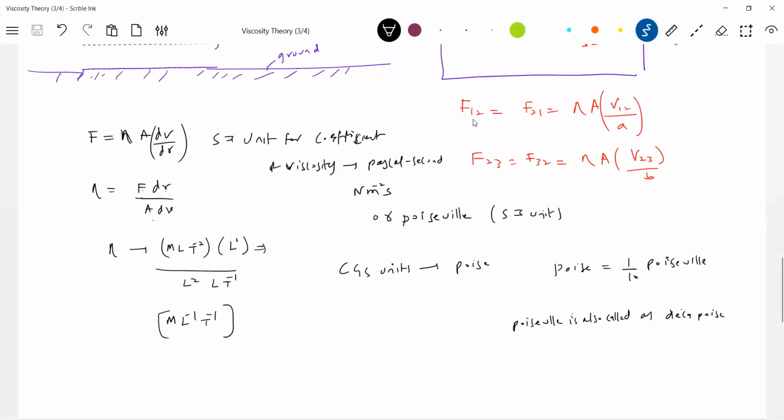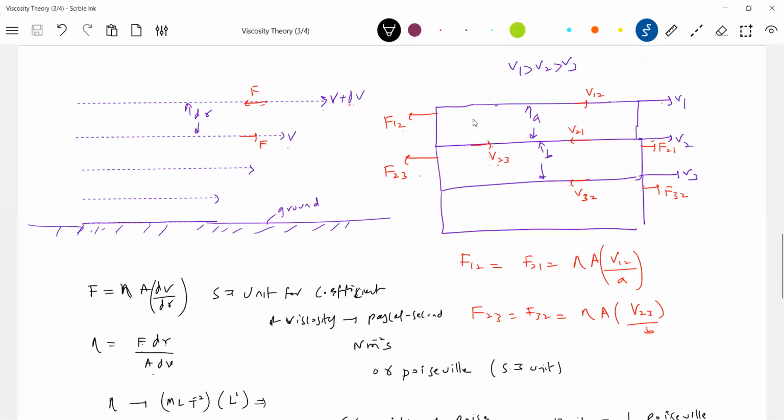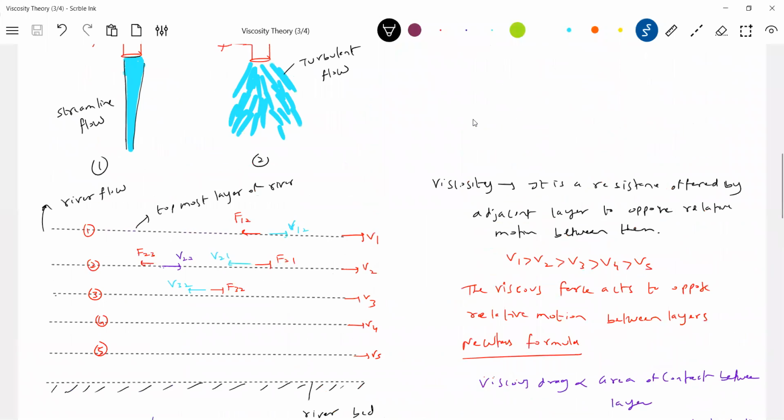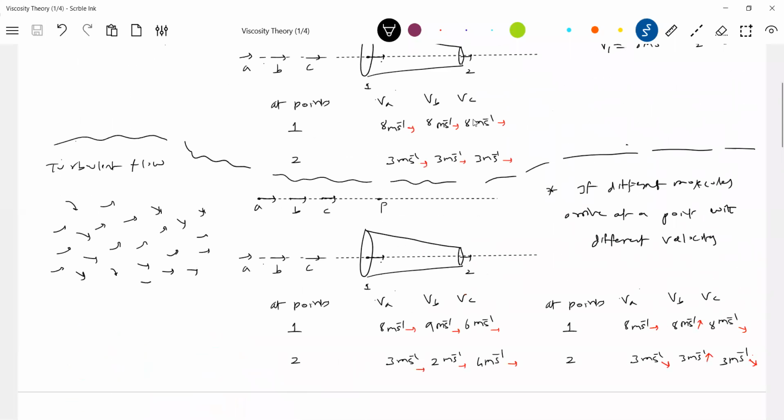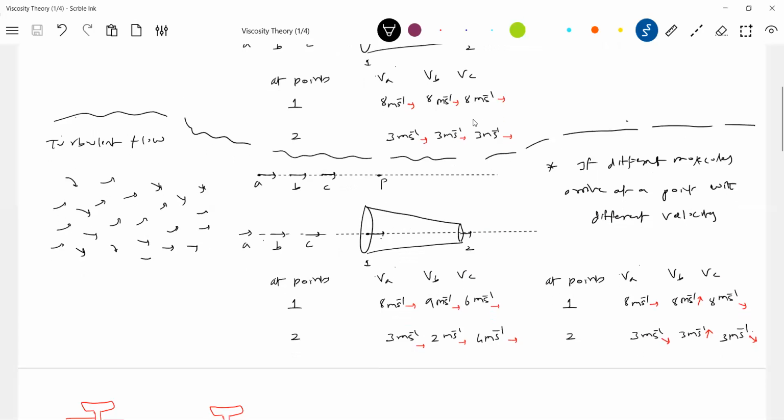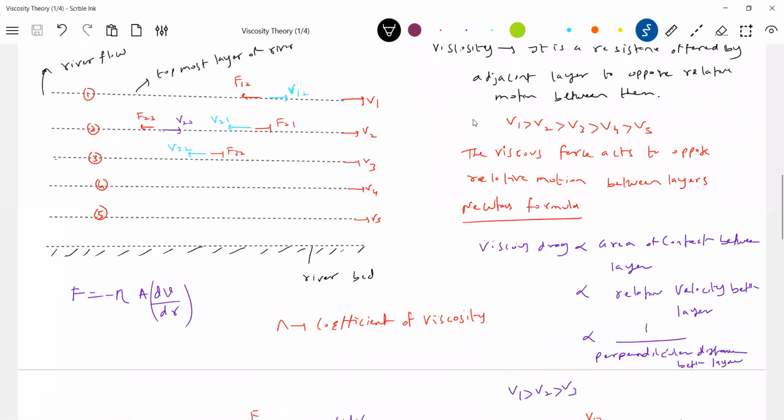Okay, the biggest problem is, we brought in viscosity, but how to check whether the flow is streamline or turbulent? That is a big headache even to date. So there should be some method. For that purpose, I'll bring in another method called the Reynolds number.